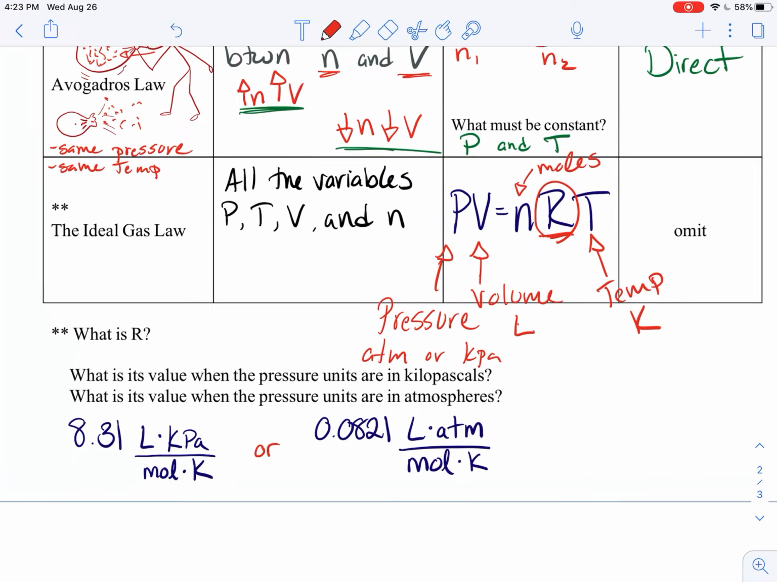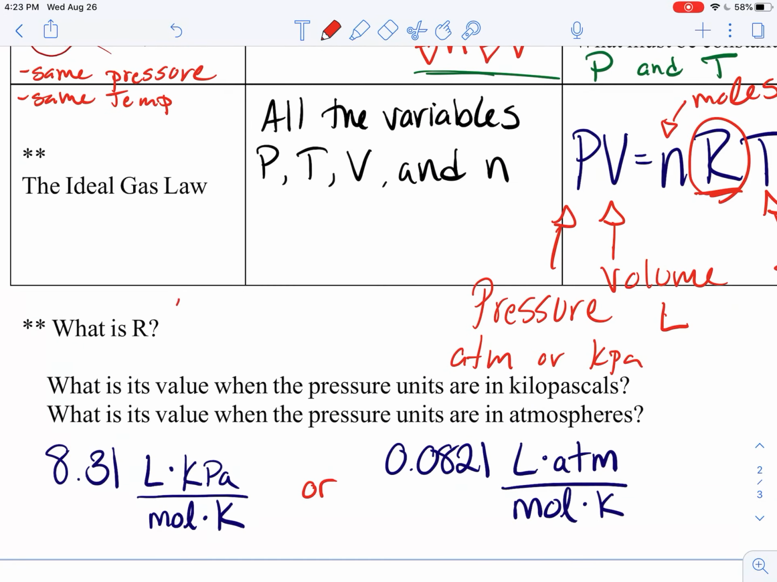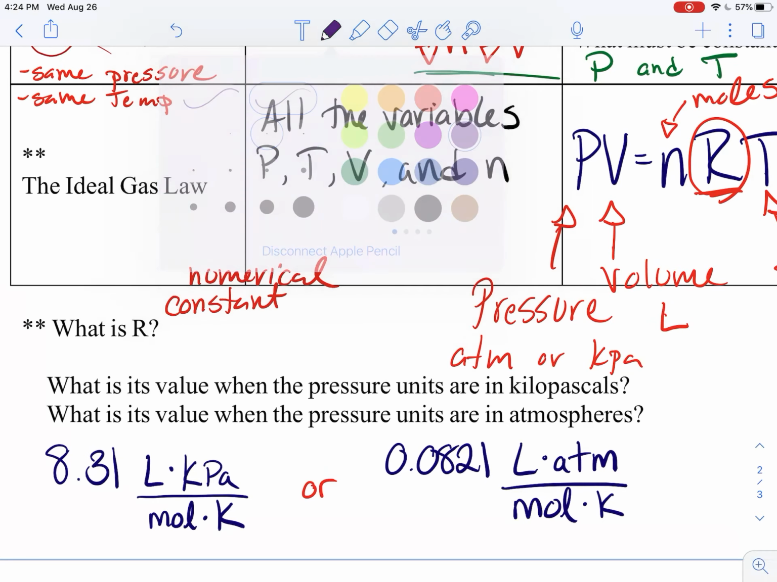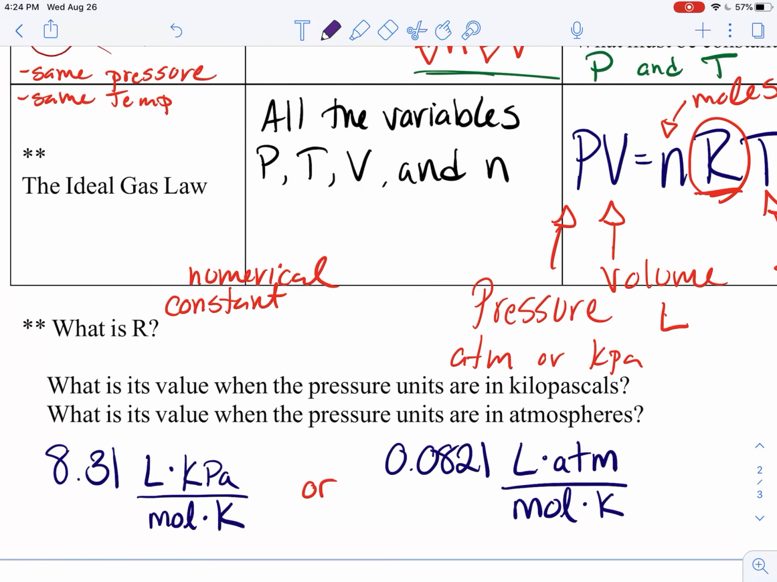And so what is R? R is our constant. It is a numerical constant, in fact. So there is a given amount for R. There's a given numerical value for R. And there's going to be two to choose from, and I'm going to talk about that in a second. But R does a couple of things for us. The first thing that it does is it relates all of our variables to one another.